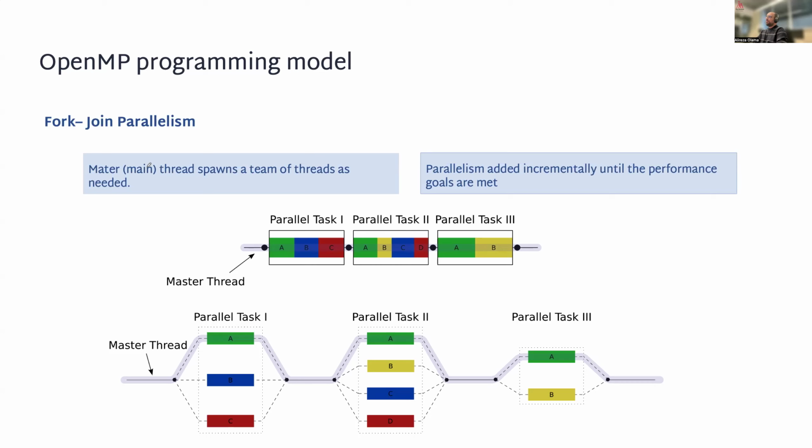And then we talked about this fork join parallelism. Usually when it comes to OpenMP programs, or generally in shared memory programming using threads, you start with a master thread or main thread, and then you create other threads on the fly. That's called fork and join parallelism because you fork threads at some point in your program and then you join them together, and then you can fork them again. Using this approach, you can gradually parallelize your code depending on the requirements that you have.